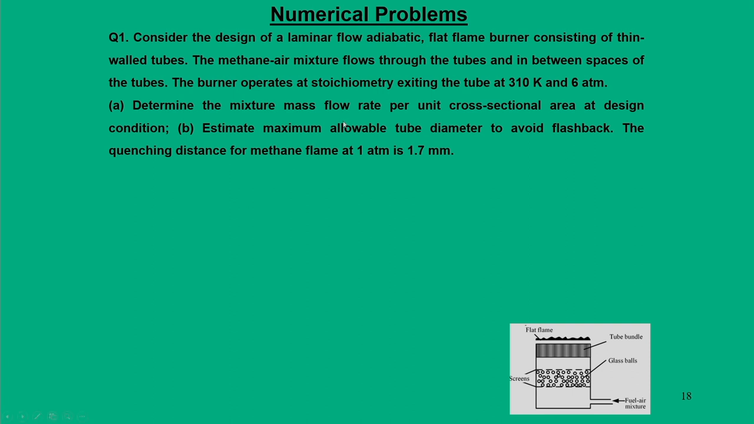So the first problem is about the design of a laminar adiabatic flame burner, and we expect that we need to have a flat flame. It consists of thin wall tubes. If you recall one of our pictures, this is a case for adiabatic fuel burners, in which the fuel air mixture comes through it, and we have some glass balls or some regions, or you can say they are preheated zones. Ultimately, what we get, the charge that enters, are tube bundles. If you look at the top view of this, we can see that there are circular tubes of equal diameters, and all of them are filled with the charge or fuel air mixture.